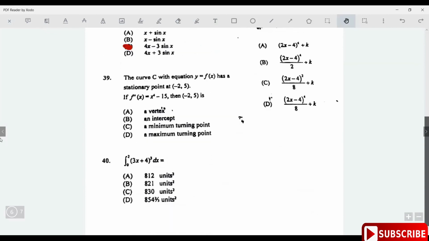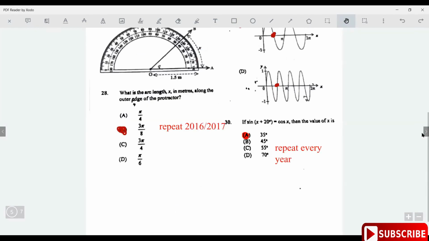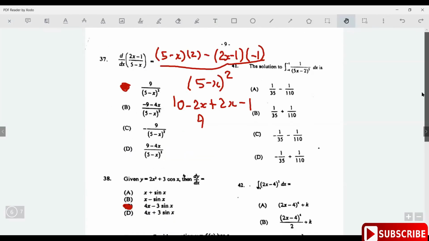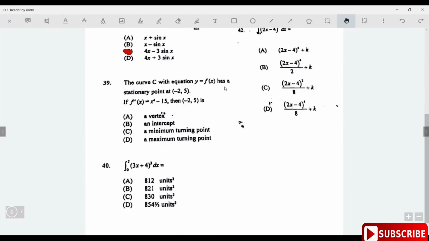Wait, did we miss out a page? This is question 30, yeah. I don't see where it's 31, so we missed out a page. Nowhere to be found. All right, question 39. It says the curve C with the equation y equal f of x has a stationary point. Now this is a big repeat. It's a maximum turning point. This is a repeat from 2017. Nice.